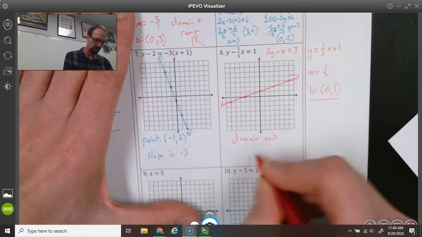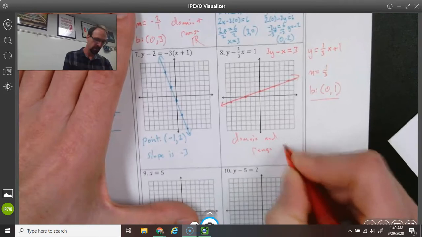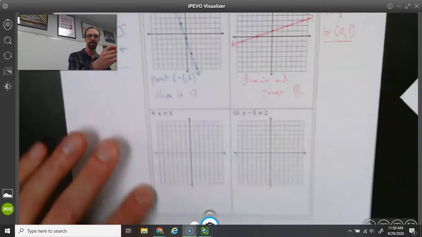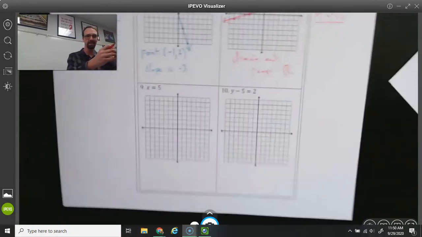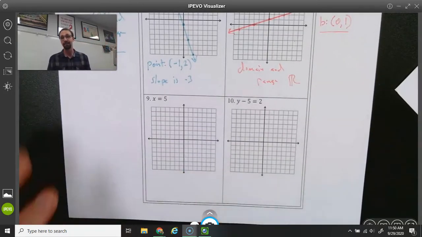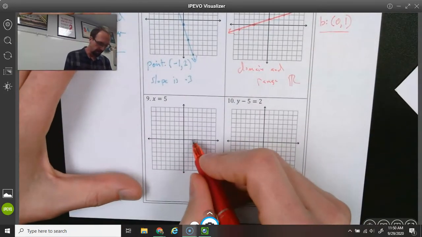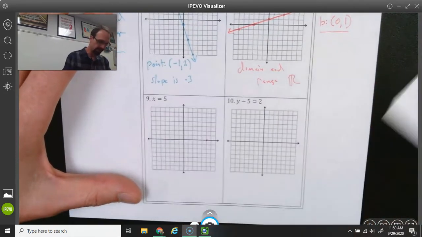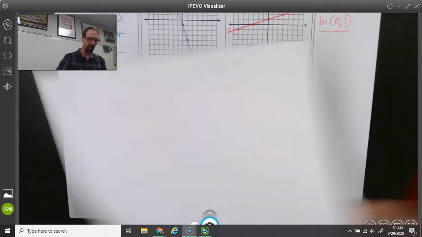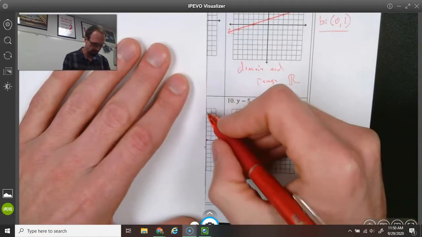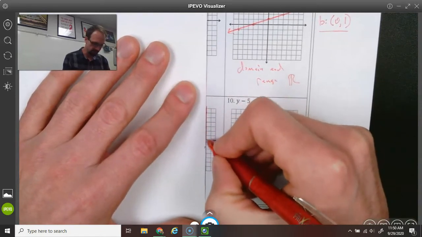Domain and range are all real numbers. Number 9! Here we go. I like 9. Number 9 says x equals 5. What type of line is this if it says x equals 5? This is going to be a vertical line. This is actually not a function. Any value of y has an x value of 5, which means this has to be a vertical line. This is not a function because it's a vertical line.